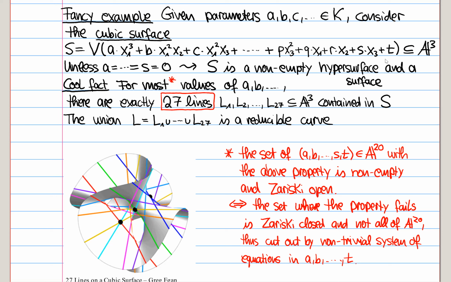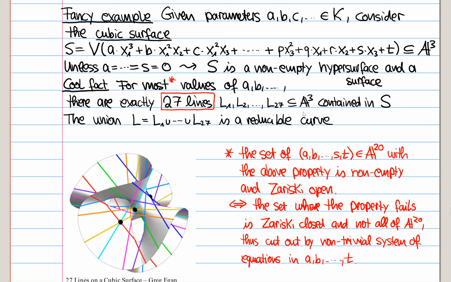But then the kind of cool fact is that for most values of these parameters here, and I'm going to say in a second what I mean by most, it is true that for most of the values of the parameters which you can choose, you get this surface S. And then I claim that there are exactly 27 lines inside A^3 which are contained in S.